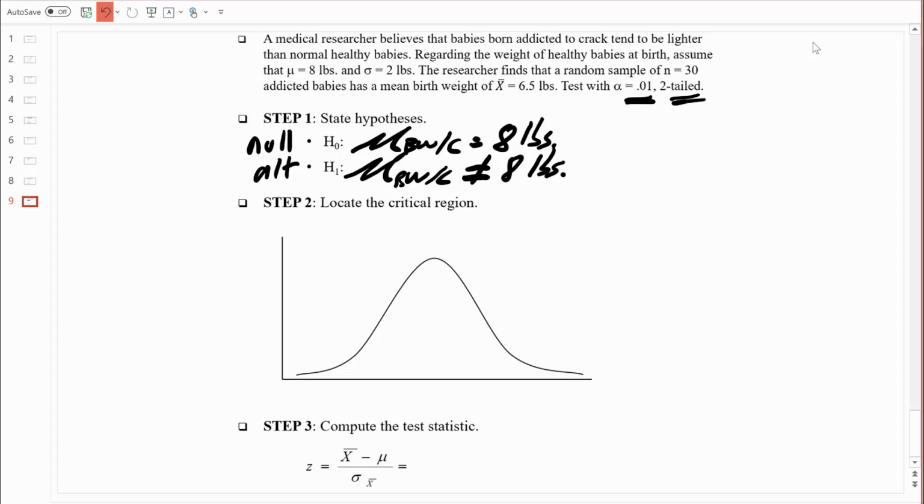Remember, we have determined for our class that if theoretically your results can go in either direction, you should be doing a two-tailed test.